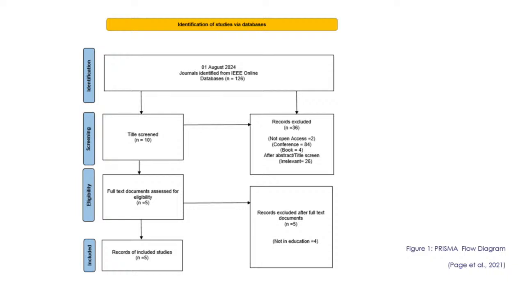With this study, we used IEEE, and we used keywords such as systematic literature review, tools, and also artificial intelligence. And then from the Journal of IEEE, we got about 126 studies that were eligible for us to carry out this study.